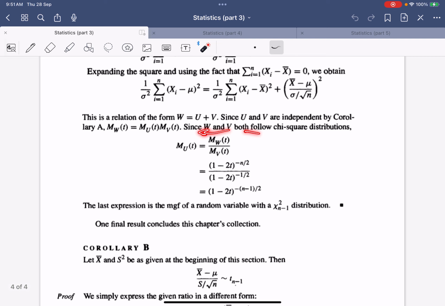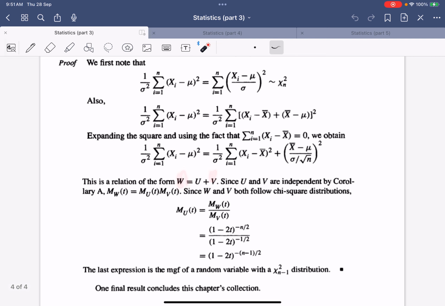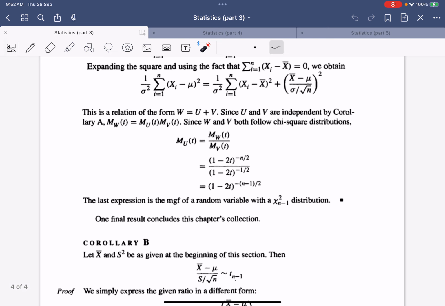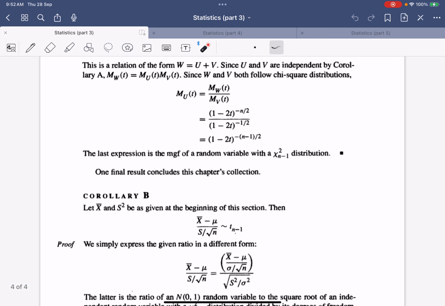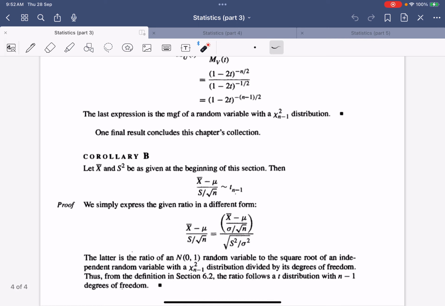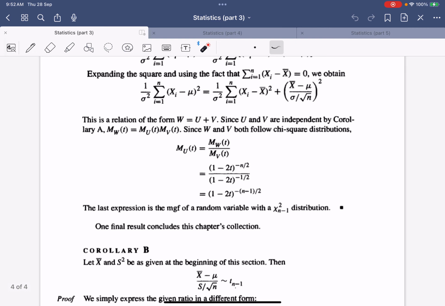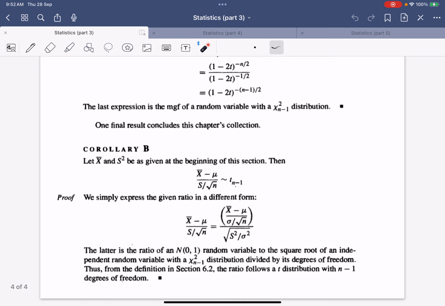And since W and V, both this and this, follow chi-squared, this is chi-squared, and this is a standard normal squared, so it's chi-squared. You can just take the moment generating function of W divided by V to get the U, which is actually what you want, and you obtain this. And you actually realize that there is a chi-square distribution with n minus 1 degrees of freedom. If you want to brush up on what is a moment generating function, you can check out my video in the probability series where I talk about it.